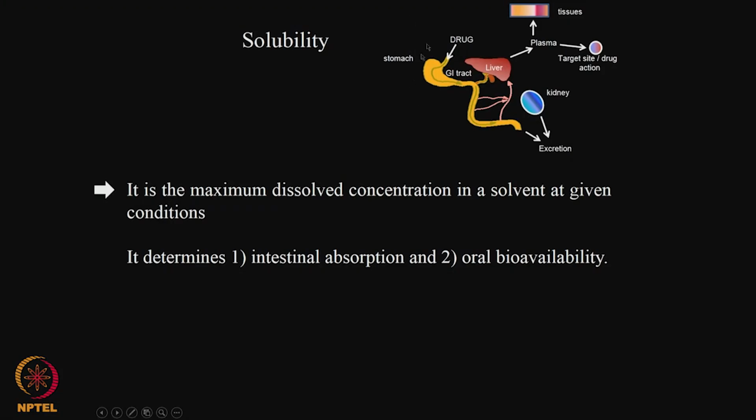Once that is done, drug goes into the bloodstream where the pH is 7.4, again the drug has to be soluble. So, drug has to be soluble at all these conditions, and hence solubility plays a very important role in determining its bioavailability, efficacy, dosing strategy, and so many parameters.